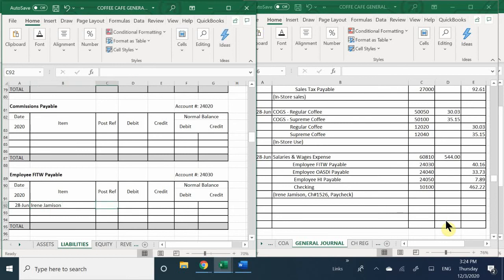Because if we had multiple employees, you would list them one at a time, or you should do one person at a time. You can do a collective entry if there were multiple employees and just add up the sums. But in this case, we only have one. Okay. And this is going to be placed on the credit side, and this amount is going to be $40.16. And under the normal balance, it's also going to be $40.16.